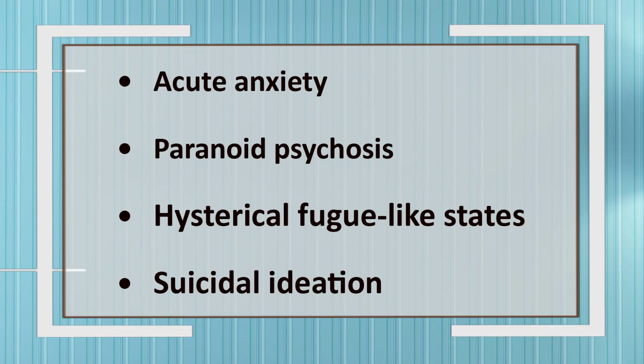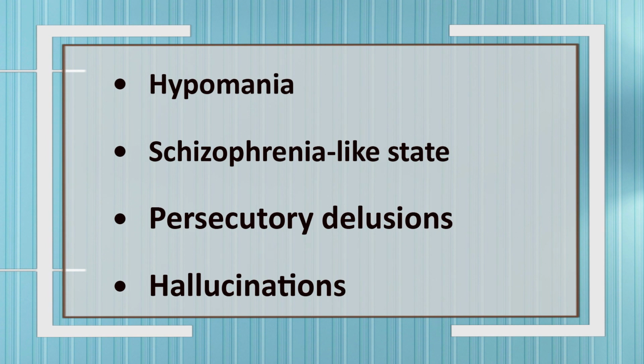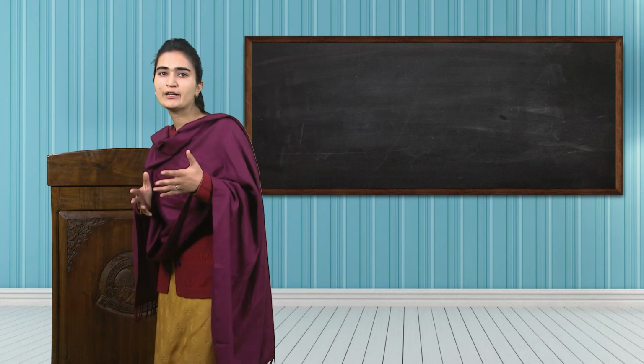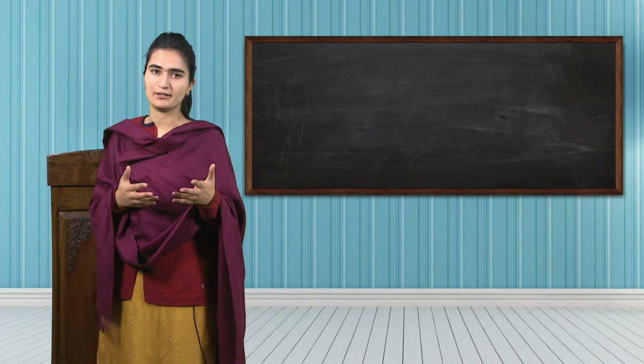The complications of cannabis use can include transient or short-lasting psychiatric disorders, acute anxiety, paranoid psychosis, hysterical fugue-like states, suicidal ideation, hypomania, schizophrenia-like state, which is characterized by persecutory delusions, hallucinations, and at times catatonic symptoms. Other complications include memory impairment, worsening or relapse in schizophrenia or mood disorder, chronic obstructive airway disease, pulmonary meningitis.